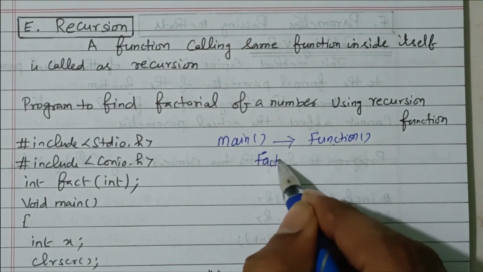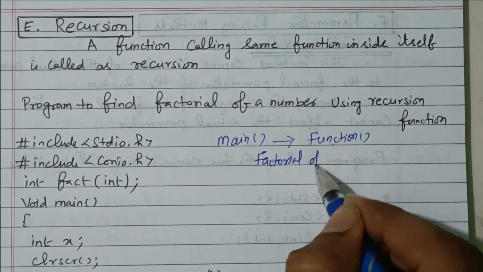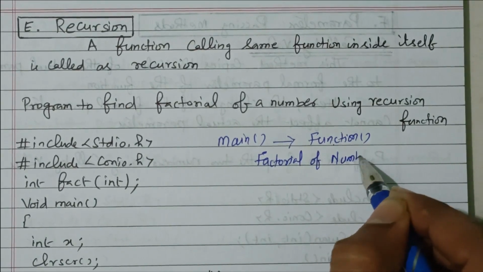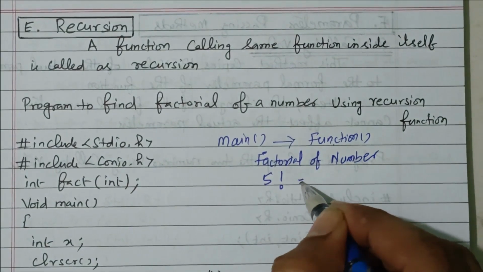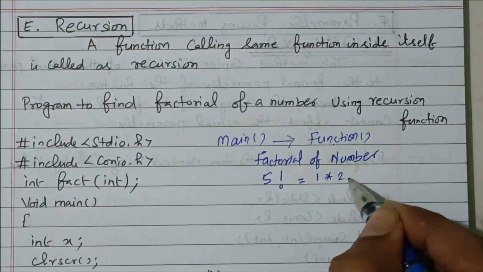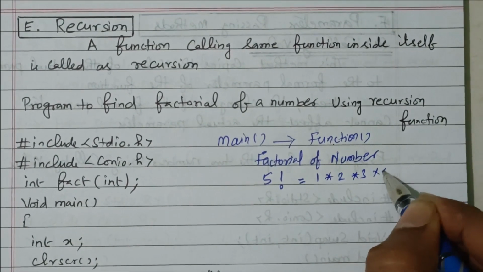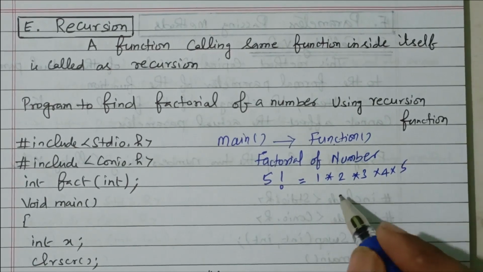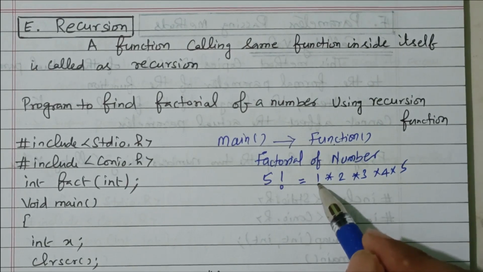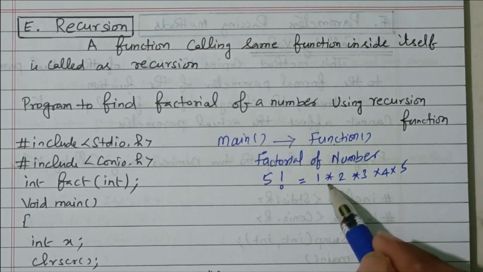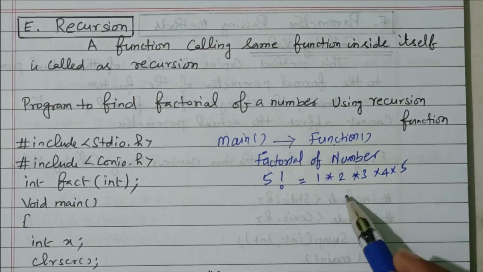Factorial of a number. The factorial of a number is, for example, 5 factorial. What is the meaning? 1 into 2 into 3 into 4 into 5. This is the factorial of a number. 5 factorial means starting from 1 up to 5 we need to multiply: 1 into 2 into 3 into 4 into 5.